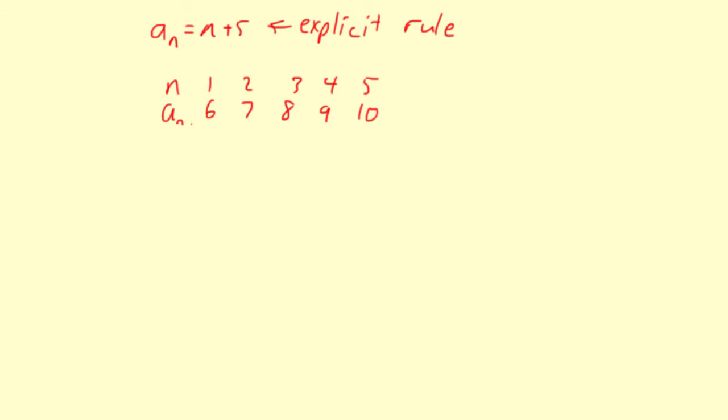There's another way to write a sequence called a recursive rule. A recursive rule is not a relationship between inputs and outputs. The relationship is between only the outputs. So what if we ignore these? How can you write a rule based on just the outputs? Well, what I would say is the first term is 6, and then you add 1 each time.